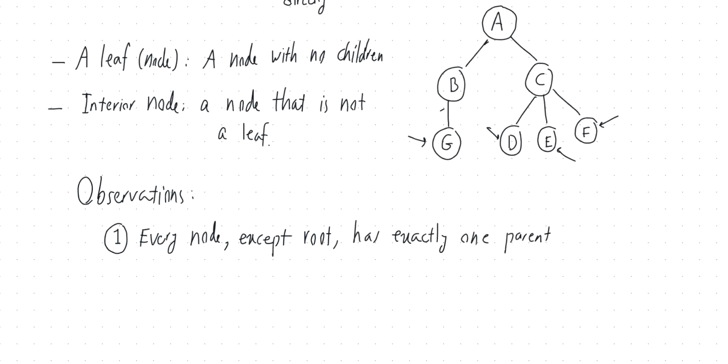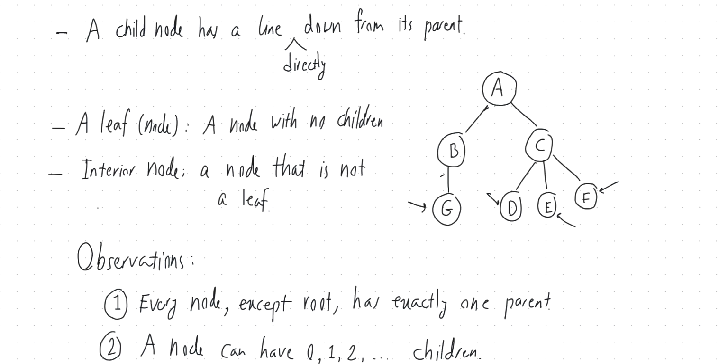Okay, and the second observation, which is also obvious, is that a node can have as many children as they want. A node can have 0, 1, 2, or more children, right? So if you look at this example here, A has 2 children, B has only 1 child, C has 3 children, and G, D, and E have 0 children, right?